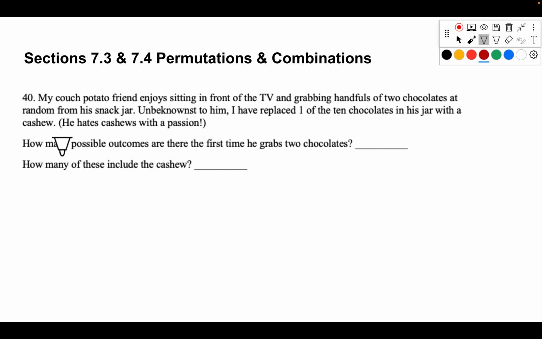I'll read it. My couch potato friend enjoys sitting in front of the TV and grabbing handfuls of 2 chocolates at random from his snack jar. Unbeknownst to him, I have replaced one of the 10 chocolates in his jar with a cashew, and he hates cashews. So there's 2 questions. How many possible outcomes are there the first time he grabs 2 chocolates? So he's going to grab 2 chocolates. How many possible outcomes are there? And then secondly, how many of these include the cashew?